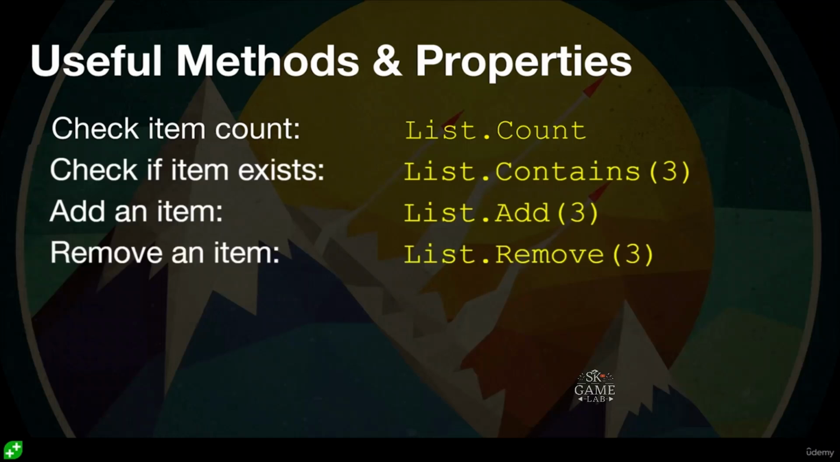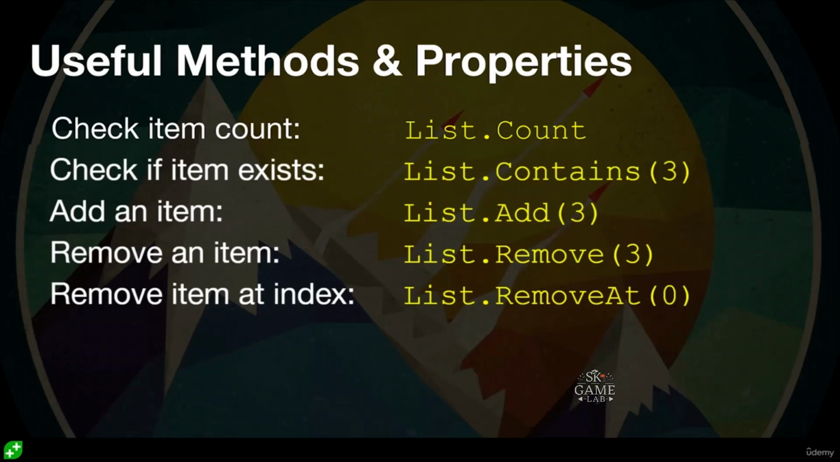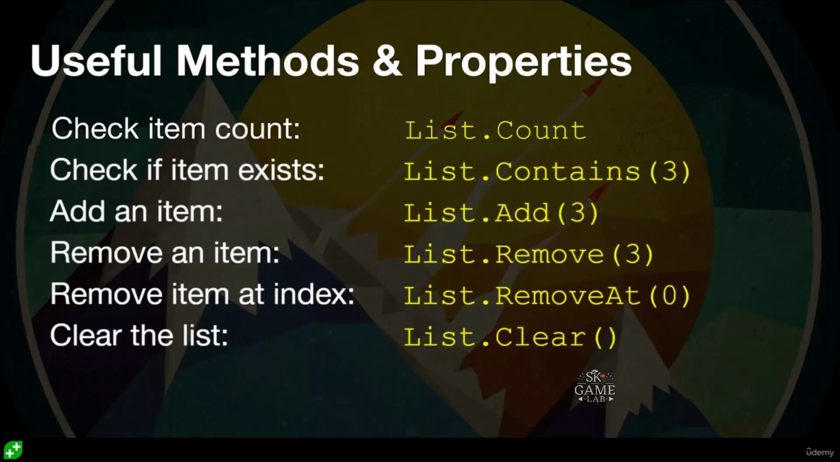We can remove an item with list.remove and again pass in what we want to remove if it exists. If we don't know a specific value that's contained in our list and we just want to remove the item at a given index, we could use list.removeAt and then pass in the index that we're interested in. So in this case, remove at 0 would remove the first element in our list. And finally, another good one to remember is list.clear, which will completely empty our list. So with explanations out of the way, let's go ahead and create our list for our questions.